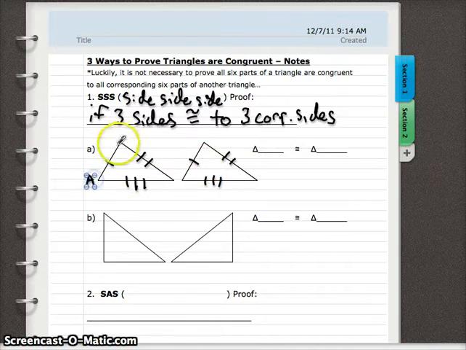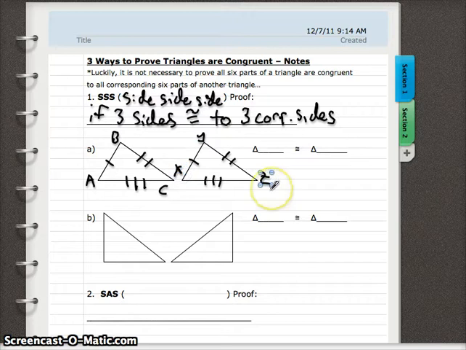Remember in our last lesson we talked about how to name congruent triangles, so let's see if we remember how to do that. If we prove that these two triangles are congruent, then we can state that they're congruent using what's called a congruency statement. It's basically saying that this triangle is congruent to this triangle. And when we name them, their corresponding parts have to match up. They have to be in the same order.